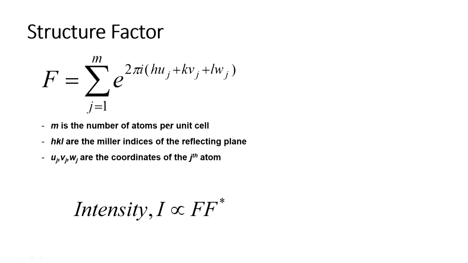We will just quickly review the structure factor. So, the structure factor, basically if there are m number of atoms in the unit cell, is given by this equation here, e to the power 2 pi i (h u_j + k v_j + l w_j), where h, k and l are the Miller indices of the reflecting plane, while u_j, v_j, w_j are the coordinates of the jth atom, and there are m atoms. We calculate the structure factor.